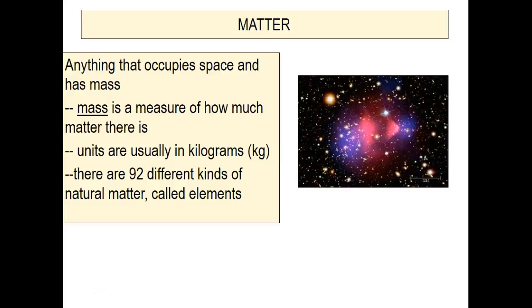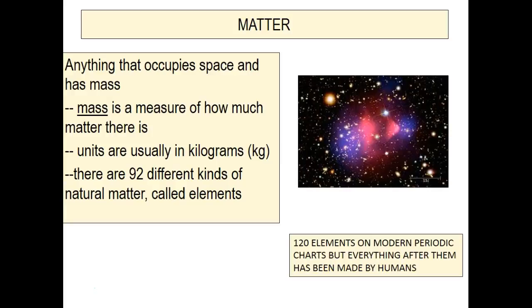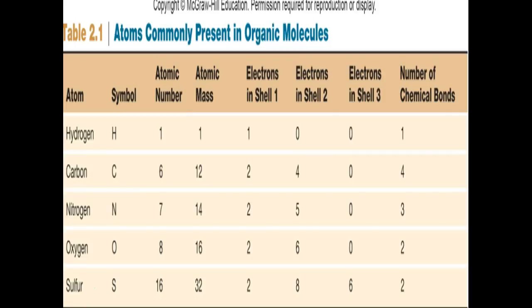Total number of elements on the periodic table is actually 120. Okay, but everything after the first 92 are elements that have been made by humans. On this slide, we have some atoms that are commonly present in organic molecules. This is Table 2.1 from your book. And the point that I wanted to make is that elements are the basic building blocks of matter.